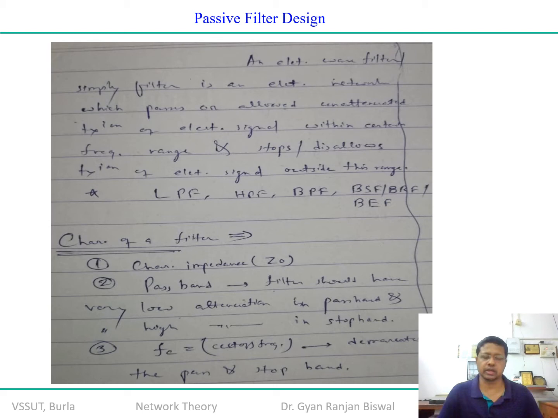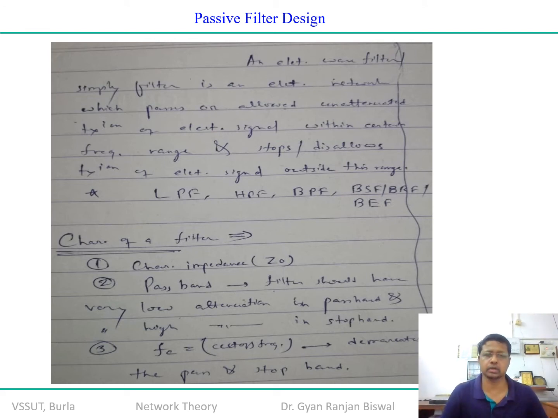That means the range of frequency which should be allowed to pass through that particular filter with very low attenuation. Attenuation means the amount of loss experienced during the processing of the signal. If the attenuation is high, obviously the signal strength is very low, signal quality will be very low, or you can say that no signal will be allowed to pass. If the attenuation is very low, on the contrary, that means the maximum amount of signal you are allowing to pass through that particular frequency range.